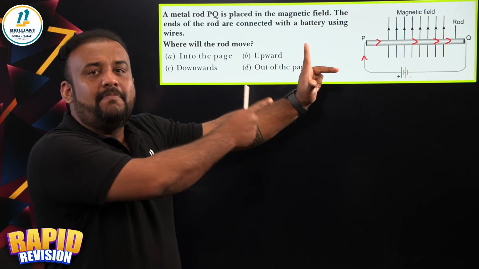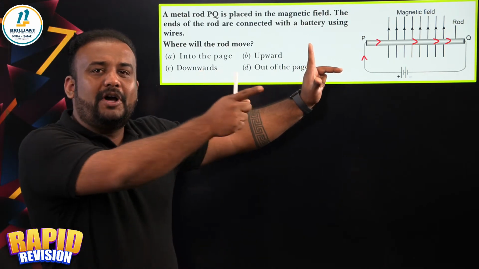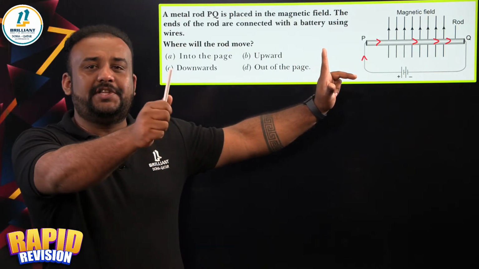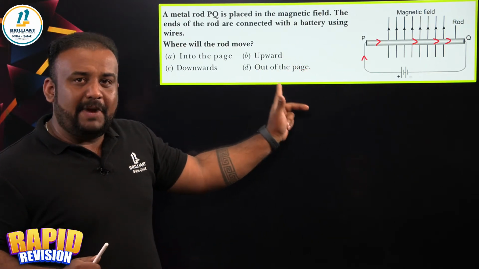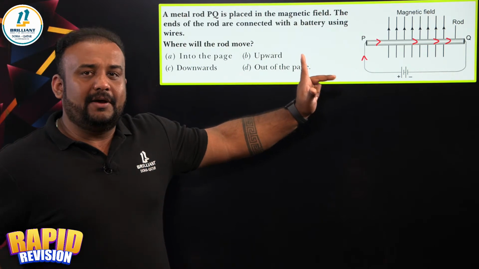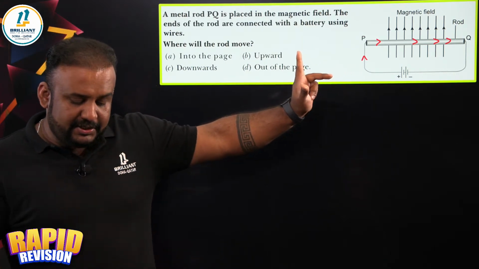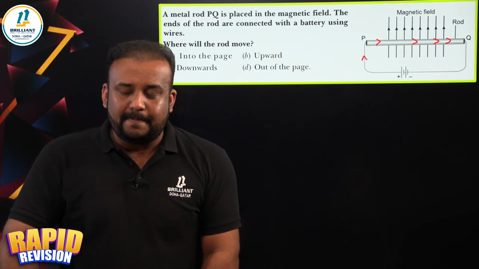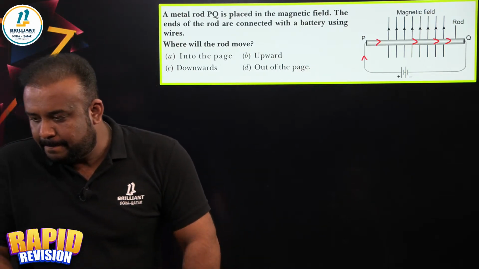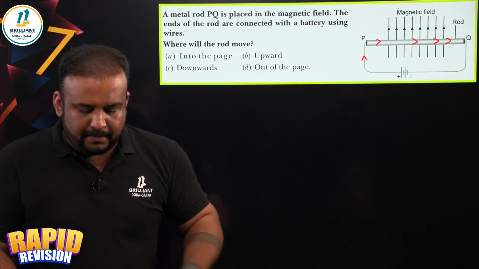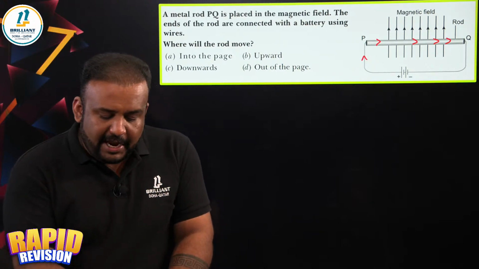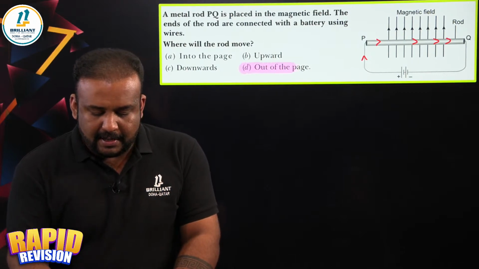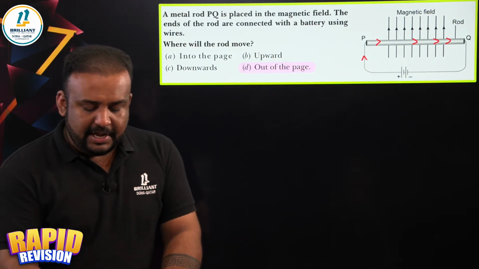Now, where is my thumb pointing? My thumb is pointing towards you. Yes or no? So if I take this as the plane, the thumb is coming out of the plane. So that will be the direction of the force experienced on the conductor. Is that clear to everyone? So it is coming out of the page.